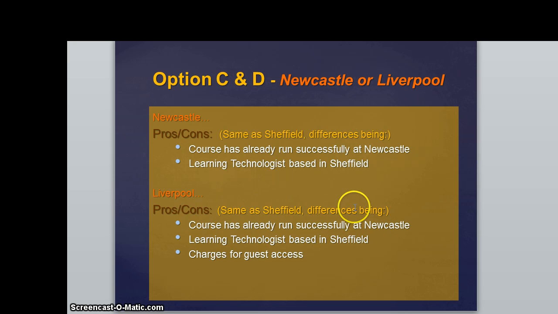Liverpool, same as Sheffield with the pros and cons, but the differences being that the course is already run in Newcastle, so they have the edge there maybe, and the learning technologist is in Sheffield, so maybe there's an edge there. And also, I think there was an issue about charges for guest access brought up in Liverpool. I'm not sure, but maybe we need to discuss that a little further.